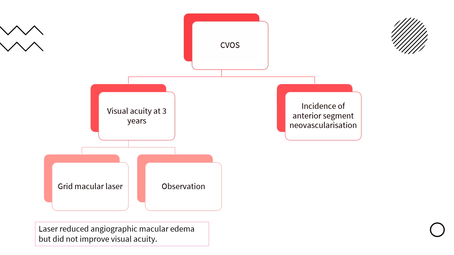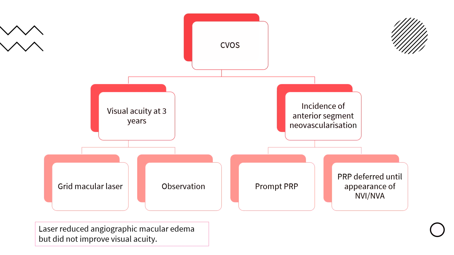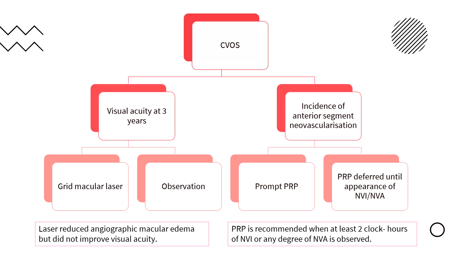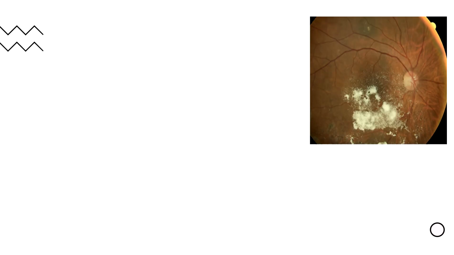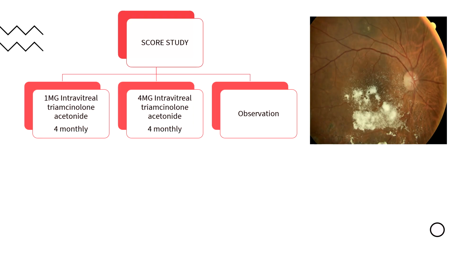Regarding the incidence of anterior segment neovascularization, the comparison was prompt PRP versus PRP deferred until appearance of NVI or NVA. PRP is recommended when at least 2 clock hours of NVI and any degree of NVA is observed. In the SCORE study, patients were divided into 1 mg intravitreal triamcinolone acetonide, 4 mg, and observation, and the outcome was measured as a gain of more than 15 letters.